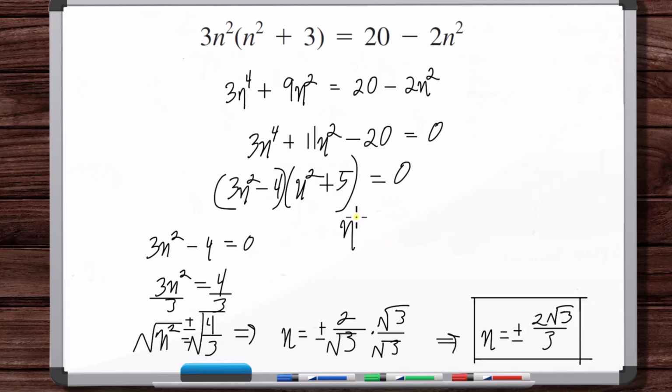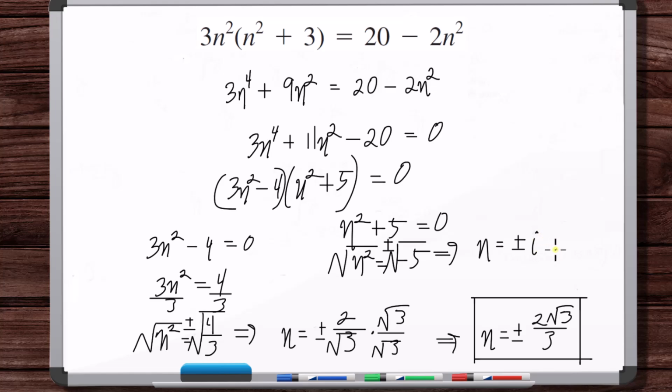Now we can do n squared plus 5 is equal to 0. So n squared is equal to minus 5. Square root property applies in all circumstances. So we've got n is equal to plus or minus i square root of 5. And there we go.